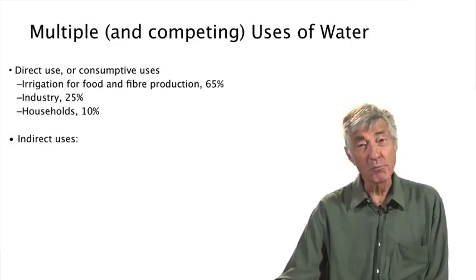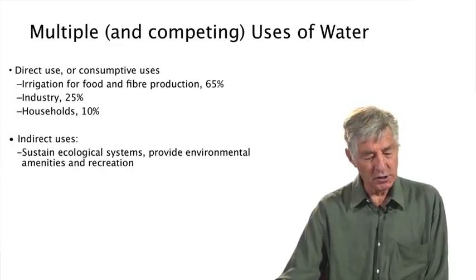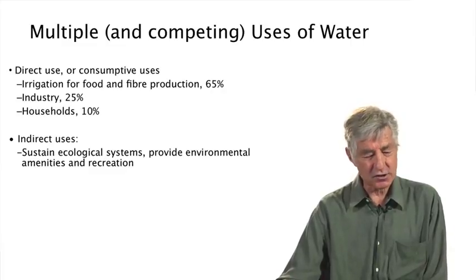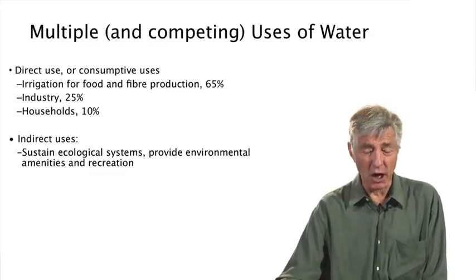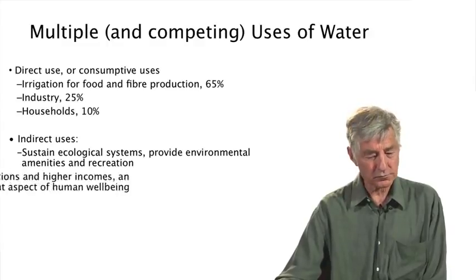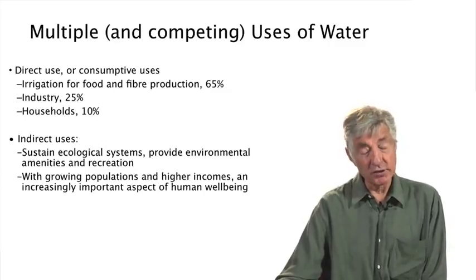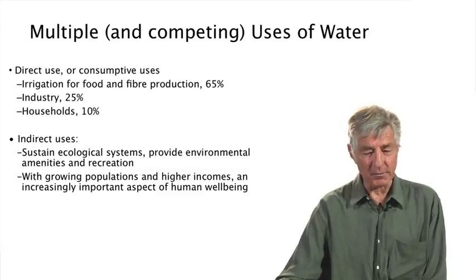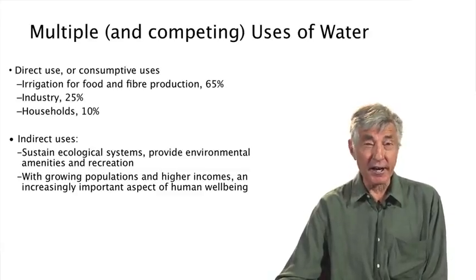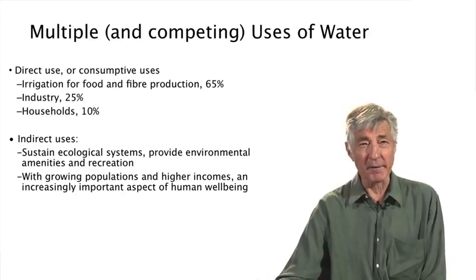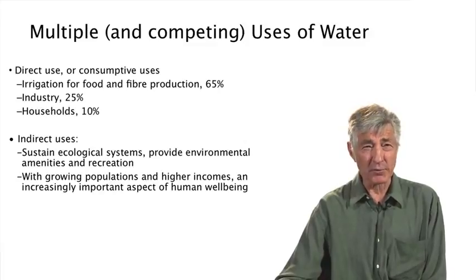But there's also a big indirect use of water to sustain our ecological systems, maintain our rivers and our lakes, partly to provide environmental amenities and partly to provide things like recreation. And with growing populations and higher incomes, we're demanding more and more water for the environment. So the story is we really don't have as much water as we'd like. We have to make decisions: how much goes to irrigation, how much to households, how much to the environment. And so water is a scarce and costly resource.